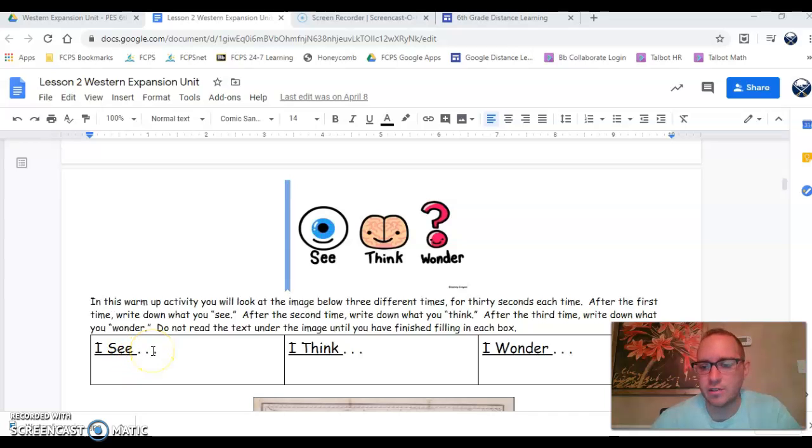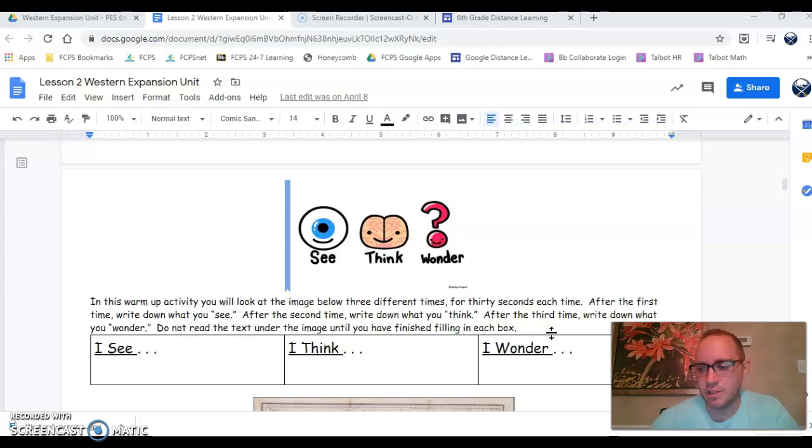Then you're going to set your timer again for 30 seconds, and you're just going to think, and process what you've seen in the image and what you think the purpose of the image is, or what the image is trying to convey to people, or maybe why the image was made, when the image was made, who would have made the image, anything like that. The final section is I wonder, and this is you asking questions or thinking about the map or the image.